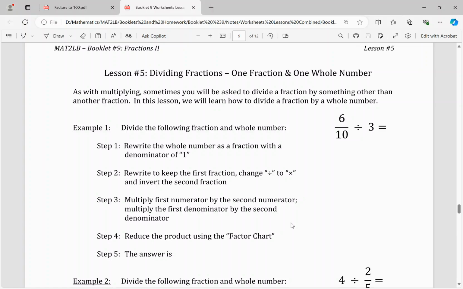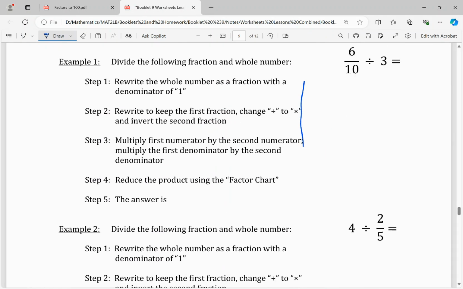Hello, everyone. In this lesson, we will be covering Lesson 5 in Booklet 9, that is dividing fractions when you have one fraction and one whole number. Now, this lesson will not take too long. We use a lot of the concepts from our previous lessons, including how to divide and how to multiply by fractions. Now, we can jump right into example 1.